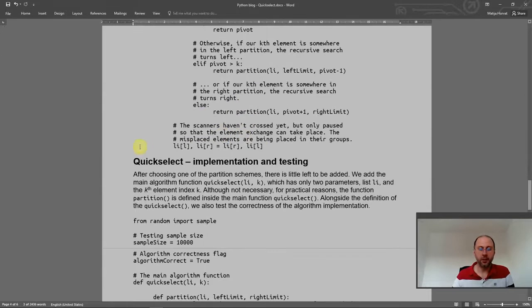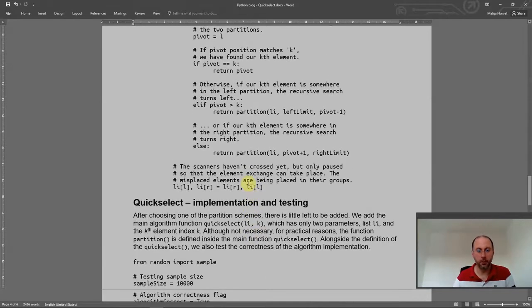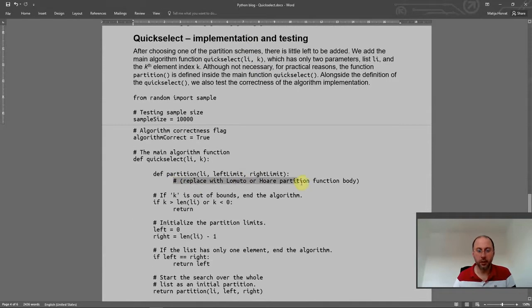Regarding the second section, Quickselect implementation and testing, there are a few simple points to say. You will read more about the algorithm in the presented code, but here I would like to emphasize that the Quickselect function, the outer function by itself, is a very simple one, and most of the logic is actually placed in the partitioning function inside the Quickselect function. Once again, here we have freedom of choice. We can decide to implement the Lomuto partition scheme or the Hoare original partition scheme. You just have to copy the body of the appropriate function here instead of this line.